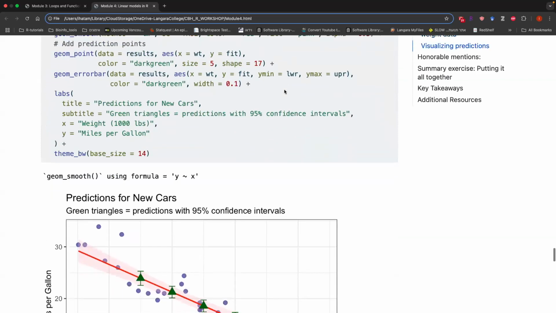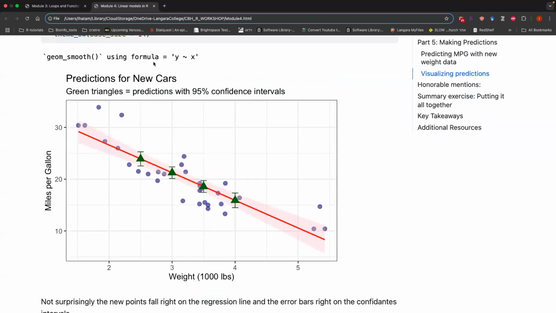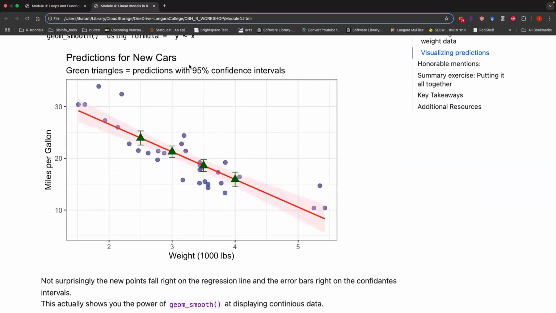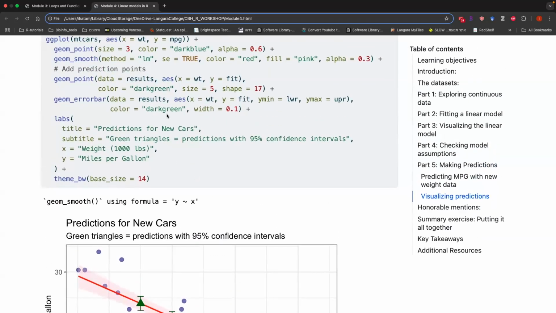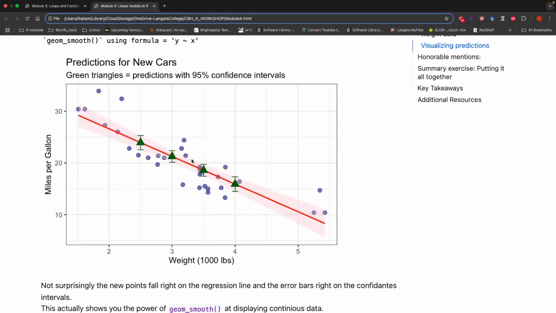Okay, so when we're running this, we want to remind ourselves that geom_smooth, using the formula y ~ x, y depends on x, shows us our prediction. I used dark green as the color for my predicted points. We can see our trend line right here, and not surprisingly, our trend line is our model. Our predicted points fall right where geom_smooth predicted they would, and our confidence intervals match the confidence intervals that geom_smooth outputted.